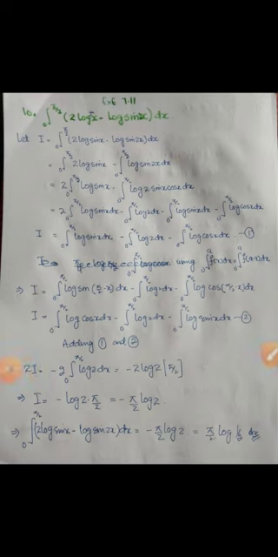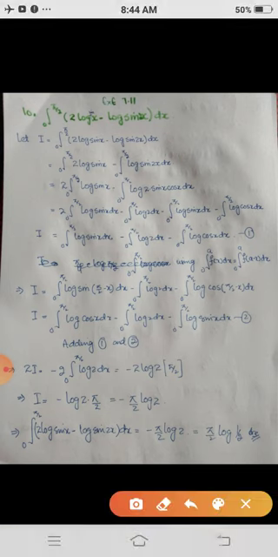Dear students, we are discussing exercise 7.11, that is to solve definite integrals by using the properties of definite integral. Question 10 is: find the integral from 0 to pi by 2 of twice log sin x minus log sin 2x.